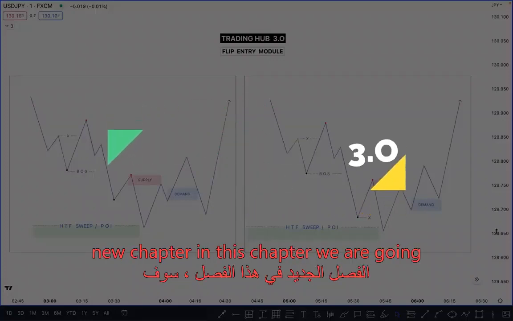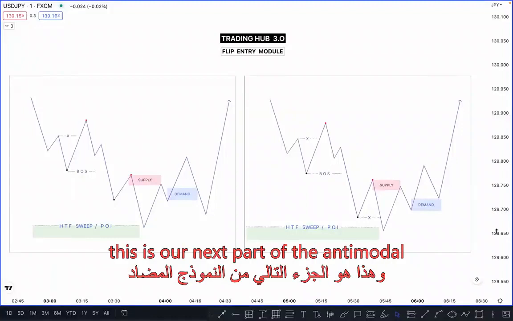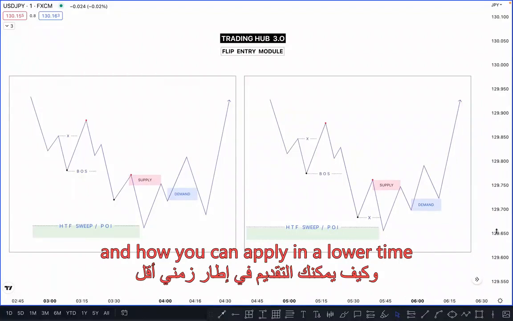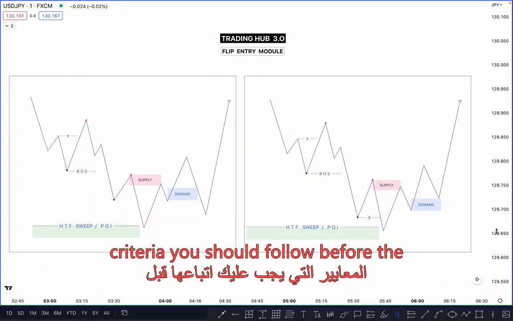In this chapter, we are going to learn what a flip entry module is. This is the next part of the entry modules, and how you can apply it in a lower time frame, how we can identify it, and what criteria you should follow before the buy and sell.